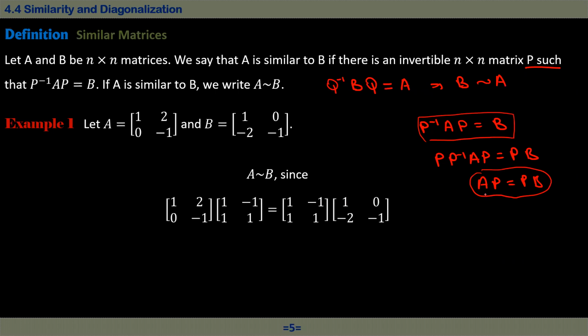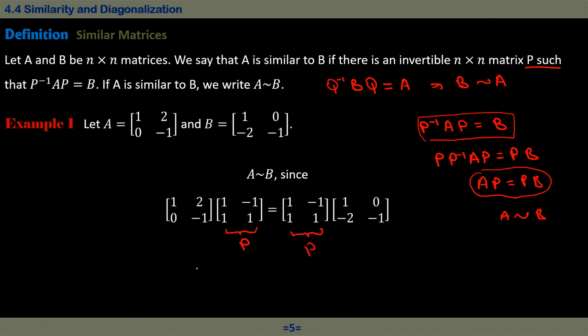If A times P equals P times B, where P is an invertible matrix, then we say that A is similar to B. So from here, what is our P? I just choose P as this matrix. This one is P, and this one is P.